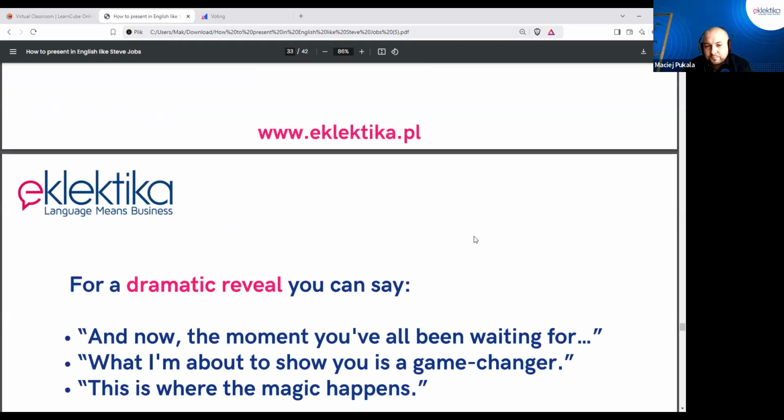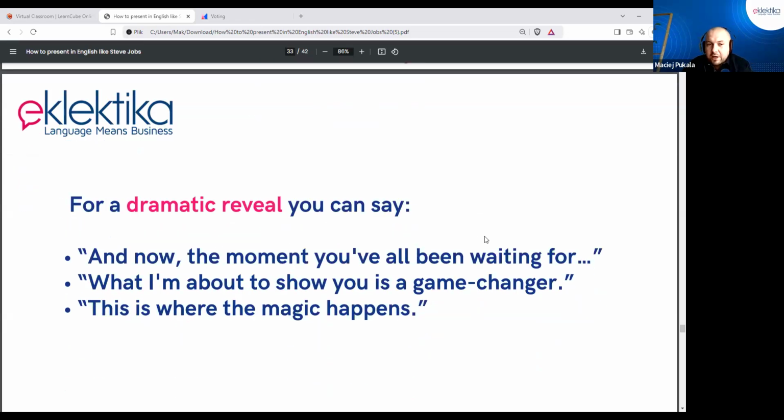So the big reveal. This is what Steve Jobs would do. We call it the dramatic reveal. For instance, Steve Jobs used tactics such as this: "Now, the moment you've all been waiting for," right? You can use a nice phrase like that. "What I'm about to show you is a game changer." So he liked to build up that suspense throughout the presentation, okay? And at the very end, deliver that punch with the wow moment. So the audience was left with a sense of shock at the very end as well.